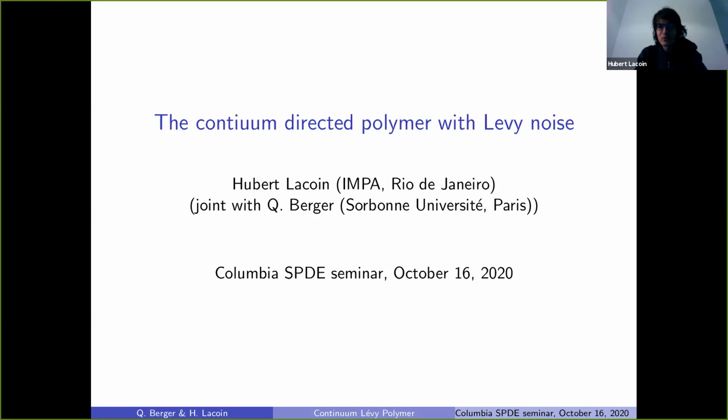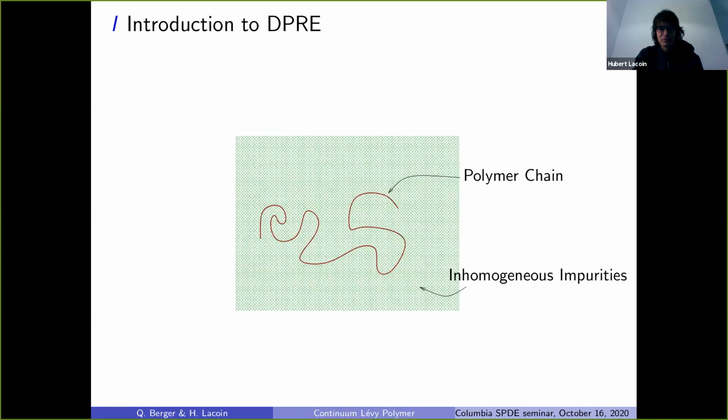So I'm going to talk about directed polymers today. Before talking about the continuum model and the problem of scaling limits, I will just give a very brief introduction to directed polymer in a random environment.